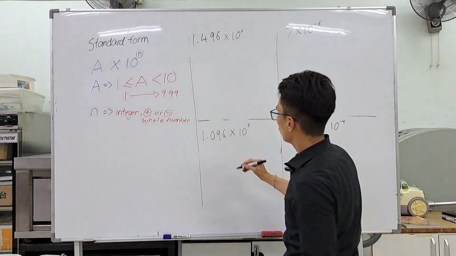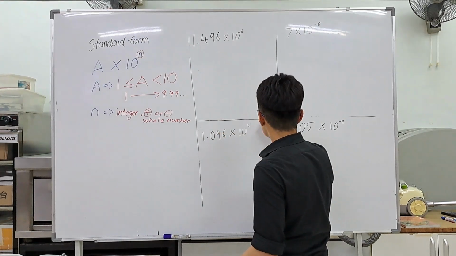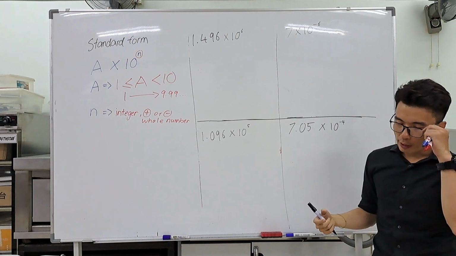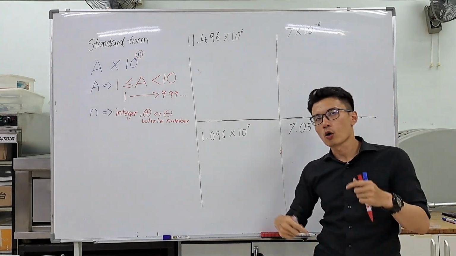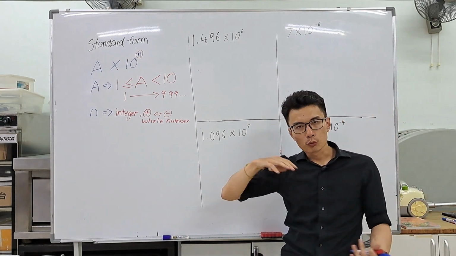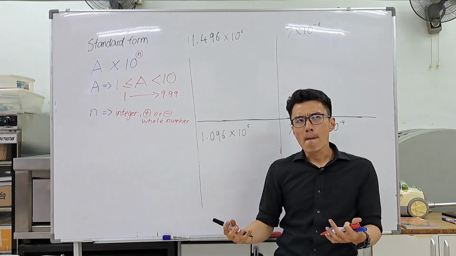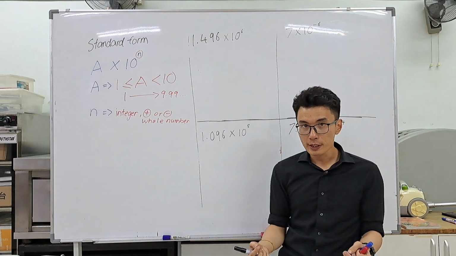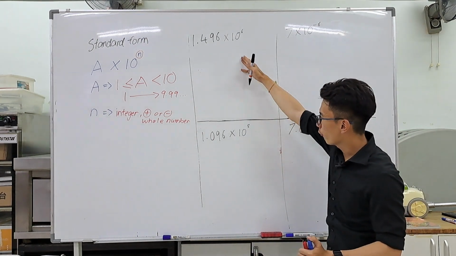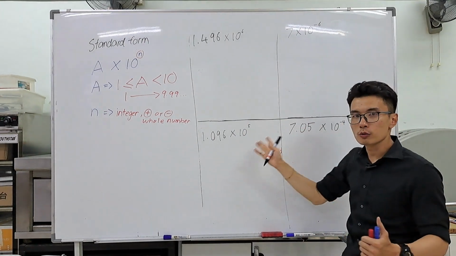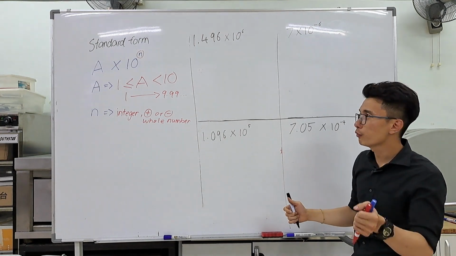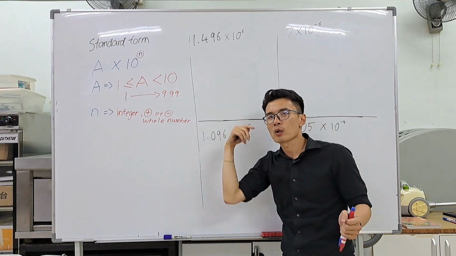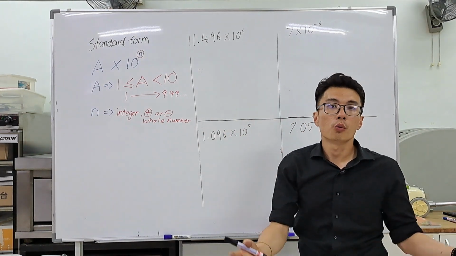Now, let's take a look at a different question in standard form. What we did previously is take a whole number or a decimal and change it to standard form. But the reverse should be possible too, right? So in this case, I have 4 examples prepared for you. What if I were to give you a standard form, and I want you to change it back to a whole number?